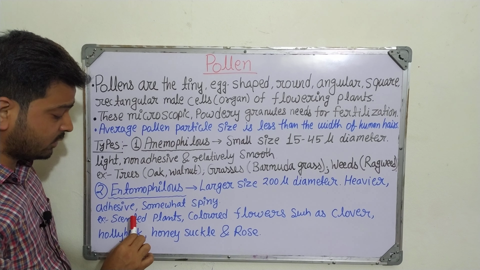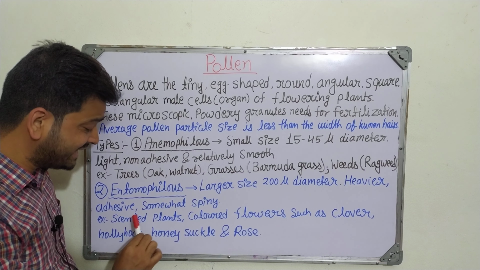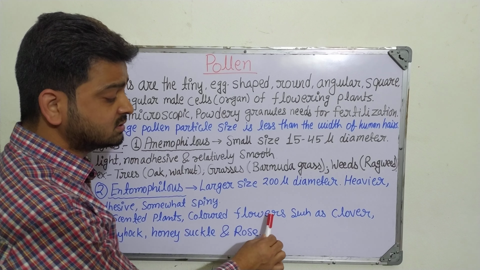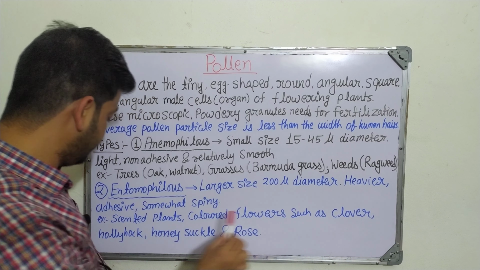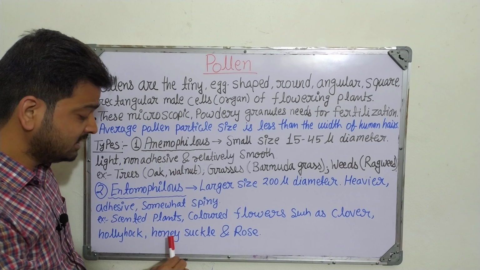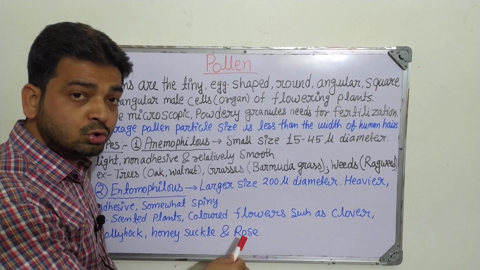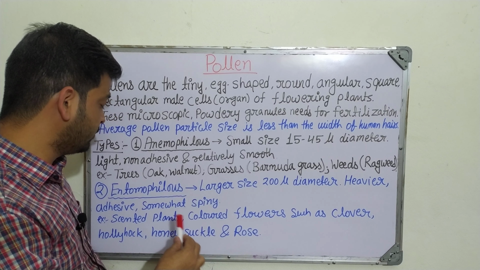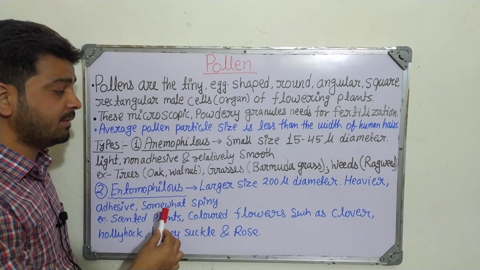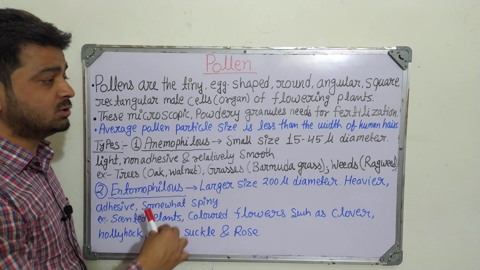Examples where we get this kind of pollen are scented plants and colored flowers, for example clover, hollyhock, honeysuckle and rose flowers, right? There we get the entomophilous type of pollen, right? So these are the two types of pollen.